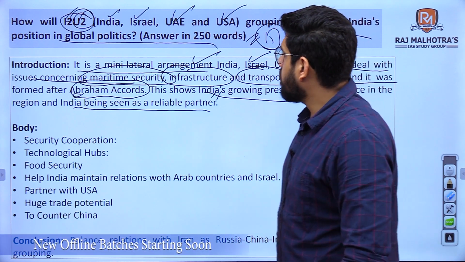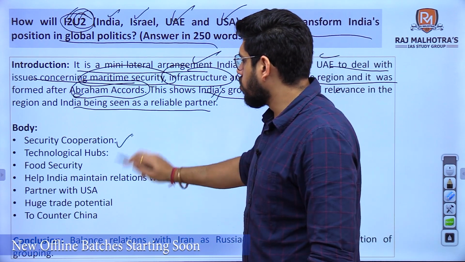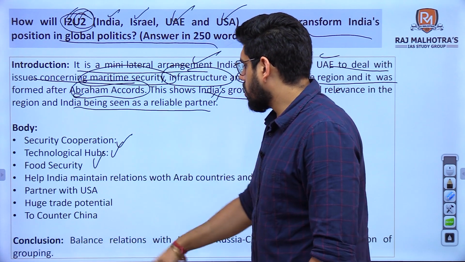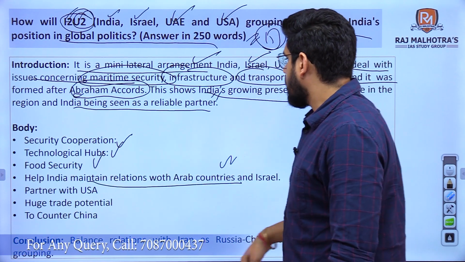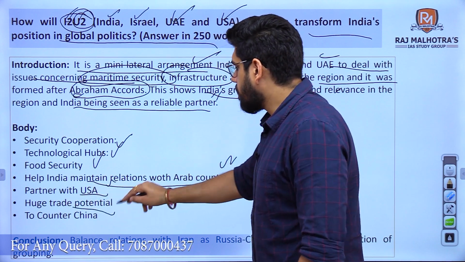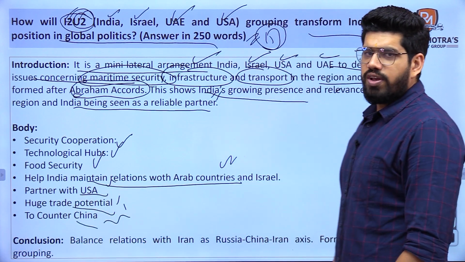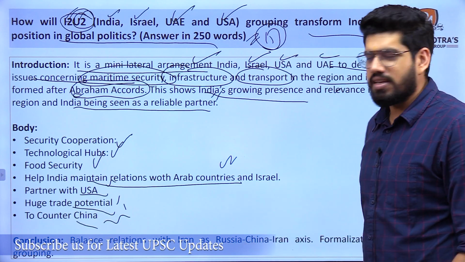Now what could have been written in the body, that how it will help India: security cooperation, technological hubs, food security, maintain relation with Arab countries and Israel, partner with USA, trade potential and counter China. तो घूम फिर के वही 10-12 बातें हैं, 5-6 बातें हैं जो आपने लिखनी हैं इस क्वेश्चन में.